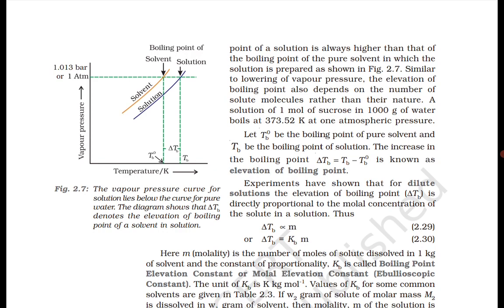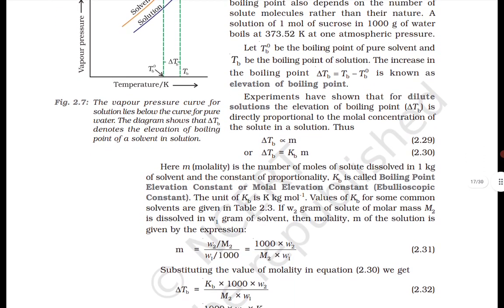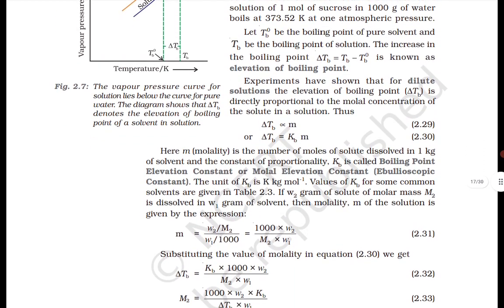Figure 2.7 shows that the vapor pressure curve for the solution lies below the curve for pure water. The diagram shows that del Tb denotes the elevation of the boiling point of a solvent in a solution. Similar to lowering of the vapor pressure, the elevation of the boiling point also depends on the number of the solute molecules rather than their nature. A solution of 1 mole of sucrose in 1000 gram of water boils at 373.52 Kelvin at 1 atmospheric pressure.